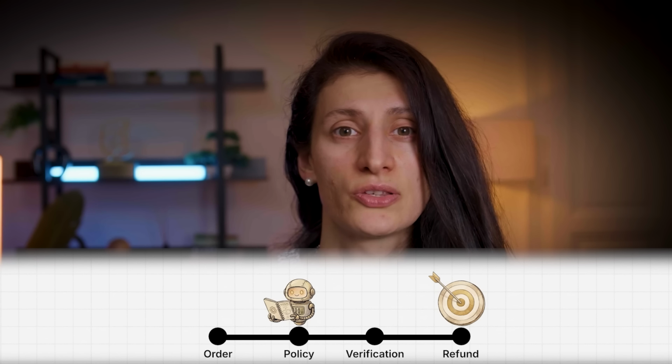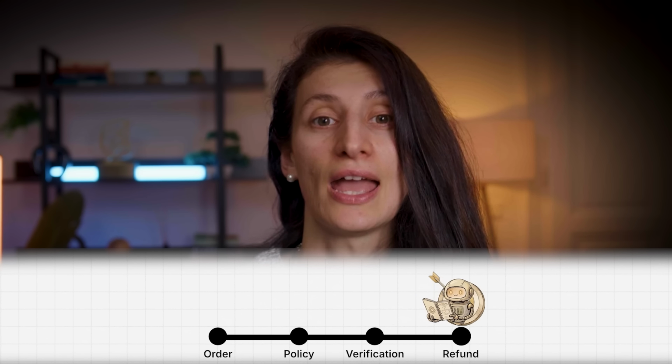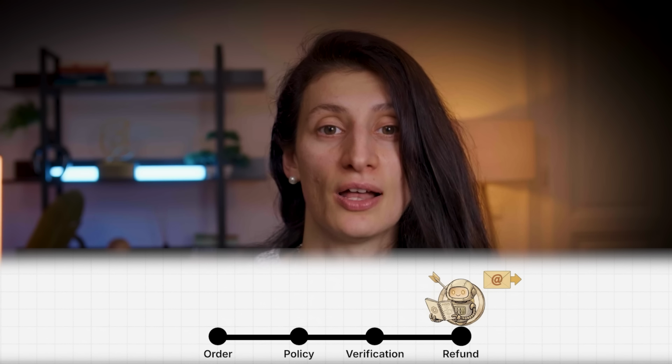A simple real-world example would be, let's say, an e-commerce company that uses agents to handle refunds. The agent checks the order, checks the policy, verifies that it qualifies, processes the refund, and sends a confirmation per email, all automatically, independently.